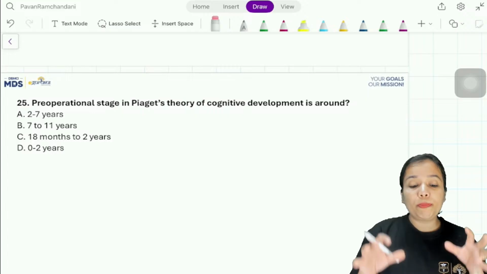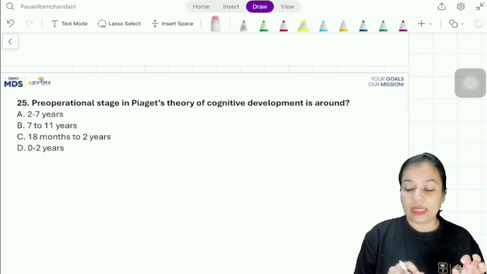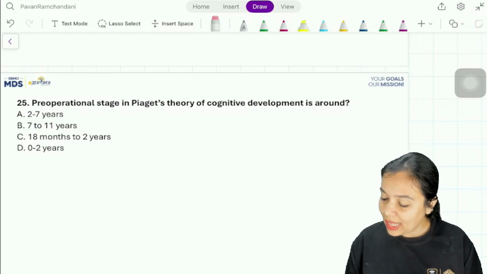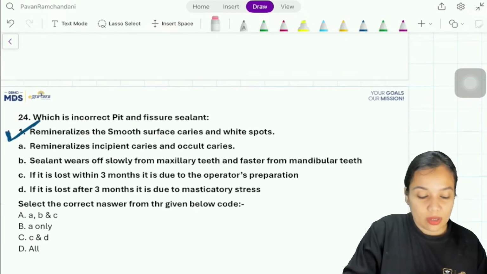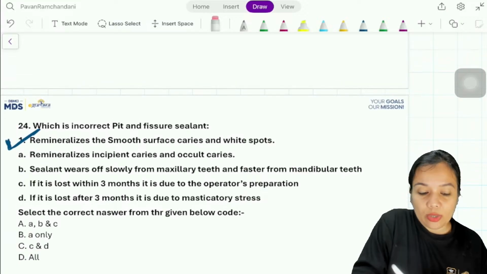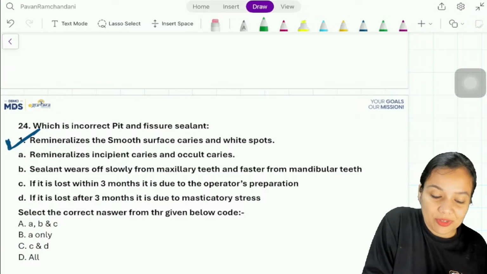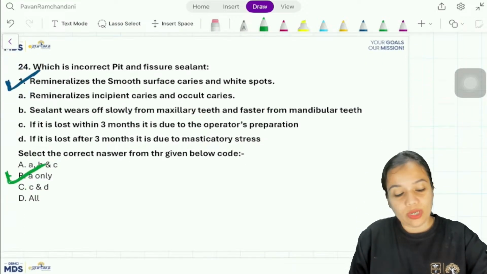Now we come on to the next question, number 25. Okay, is it lagging? I think it is lagging. Okay. So here the answer is B. Yes, they've given the option. The answer is B. Only statement number A is wrong there, the one that I've ticked with the blue. Okay. Yes.